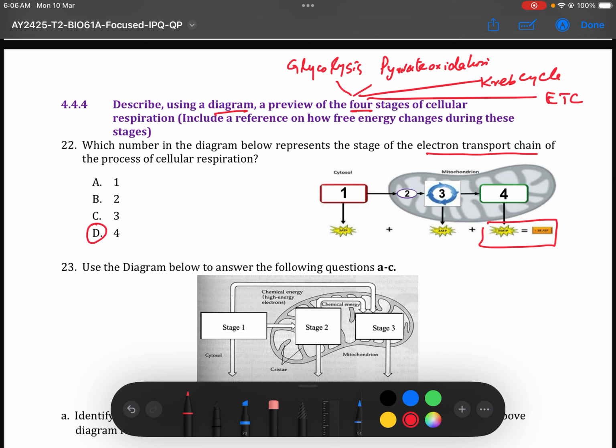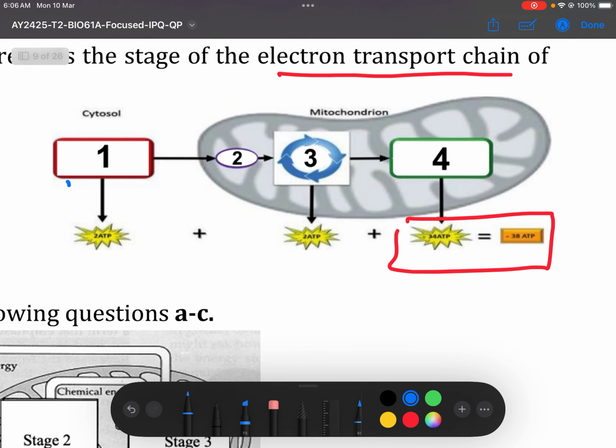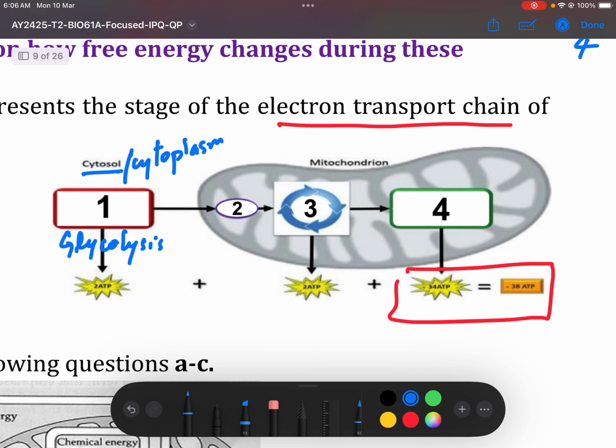Okay, so the first stage, second stage, as it goes up, you can see this is 1, this is 2, this is 3, and this is 4. So you should know what 1 is. 1 is glycolysis. And also remember the places where they take place. Glycolysis takes place in the cytosol or cytoplasm, whatever you say. Number 2 is pyruvate oxidation. Number 3 is the Krebs cycle.